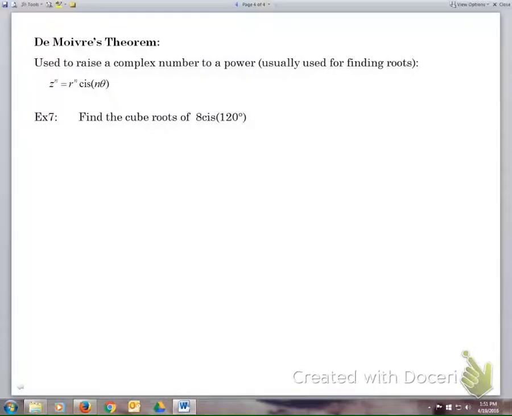All right, so De Moivre's theorem is used to raise a complex number to a power, usually finding a root. So z to the n power, usually the n is a fraction because you're finding a root. So it'd be z to the 1/4, which is the fourth root, or z to the 1/2, which is the square root. In this problem, it says find the cube root of that. Well, to find the cube root, it's z to the 1/3.